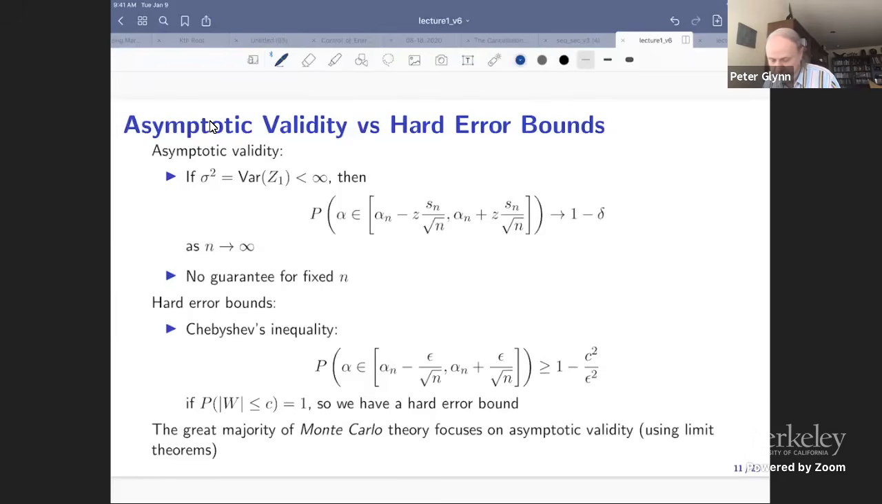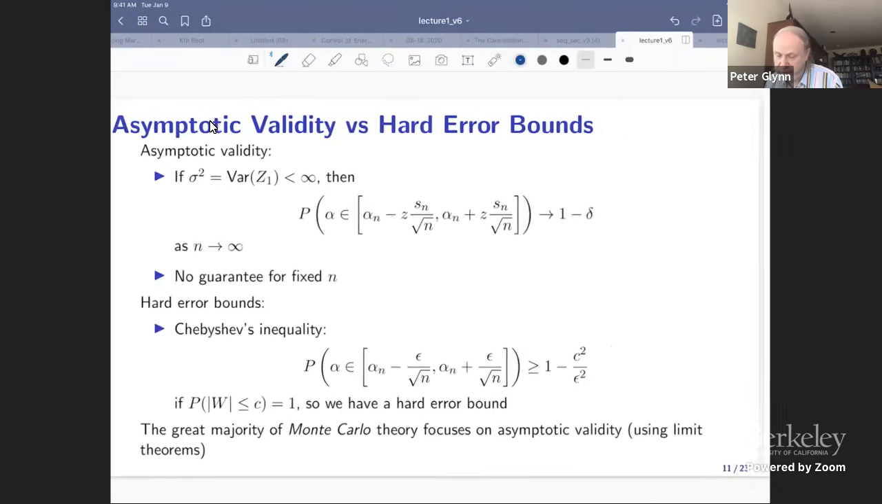And so to some extent, it's a cultural issue that relates to the focus on asymptotic validity rather than hard error bounds. But I think there also is a practical issue: hard error bounds in general would probably be close to unusable in many practical instances, even if you could compute a hard error estimate.